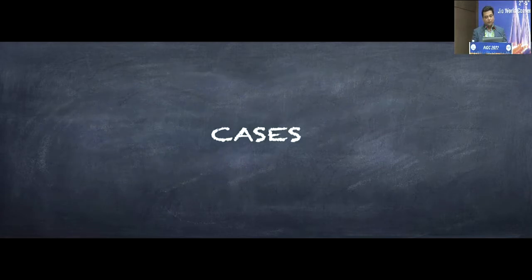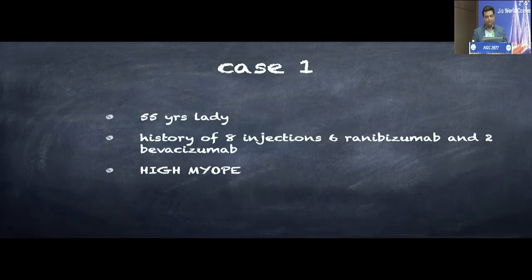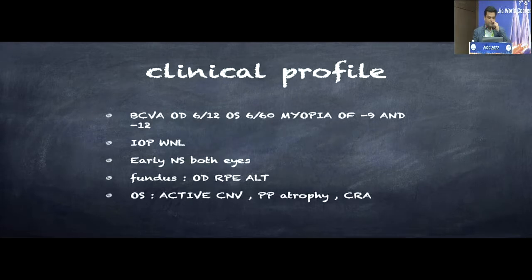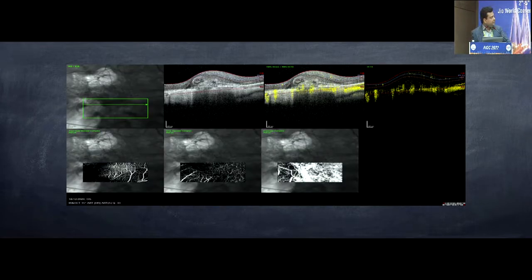I'd like to share a few cases which I treated and which I thought would interest all of you. This is a 55-year-old lady who had already taken multiple injections, which is very unlikely in myopic CNVMs because they do well with very few injections. This was a case wherein it was not responding to ranibizumab and bevacizumab. Her visual acuity was 6/12 and 6/16 in the respective eyes. So this was the picture when I saw her following the injections.